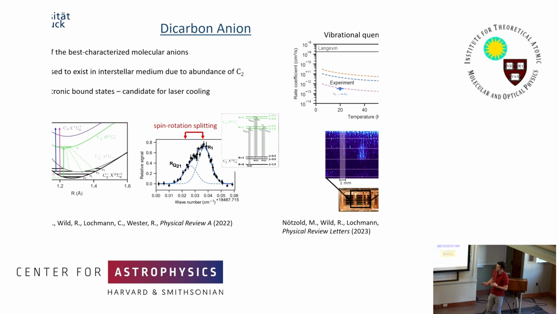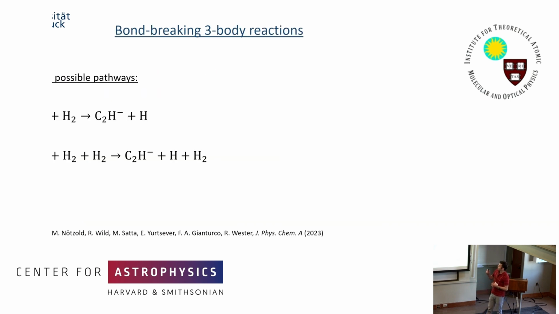By doing this spectroscopy, we also measured the temperatures of the C2 minus ions. What's also interesting about this reaction is that it's a bond-breaking reaction. The product is not just a cluster of C2H2, but you have C2H minus left over and a little H leaving. In principle, you can do this with a 3-body reaction or a 2-body reaction, and so this density dependence is important.